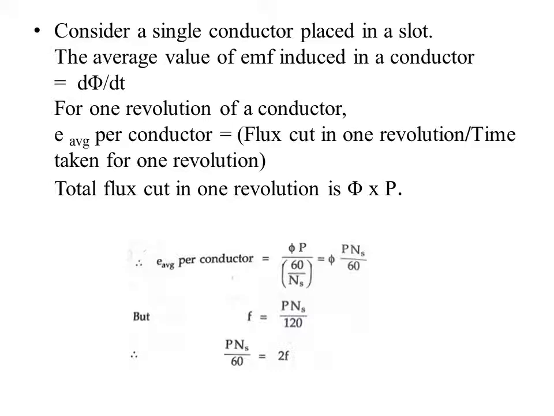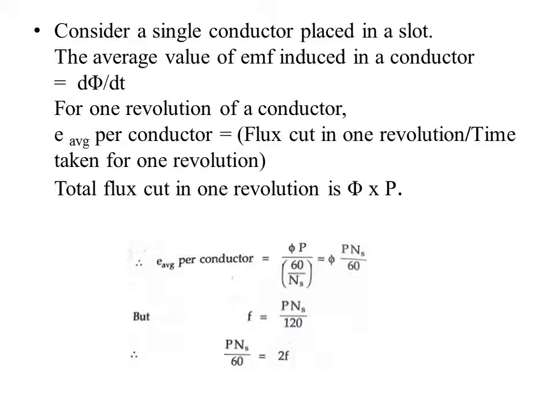For one revolution of a conductor, what is the average E.M.F per conductor? It is the flux cut in one revolution divided by the time taken for one revolution. So, what is the flux cut in one revolution? Phi times P, where phi is the flux per pole and P is the number of poles. If you multiply P into phi, you get the flux cut in one revolution.